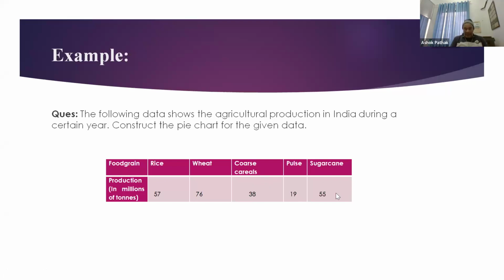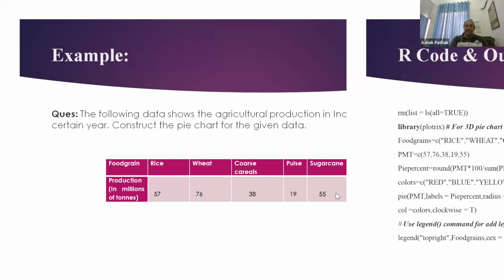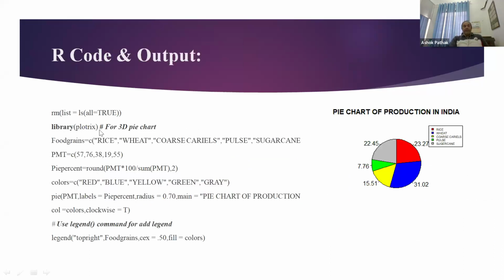So using this data set, we will make a pie chart. This pie chart will look like this, okay? In R, we will do rm(list), then library(plotrix). You can use plotrix for 3D; this will give the 3D pie chart. Otherwise, you will not get the 3D pie chart; you will get only 2D pie charts. Okay, food grains. So you can give the labels: rice, wheat, this one, pulse, sugar cane. And what is its value? Its value is p per million.